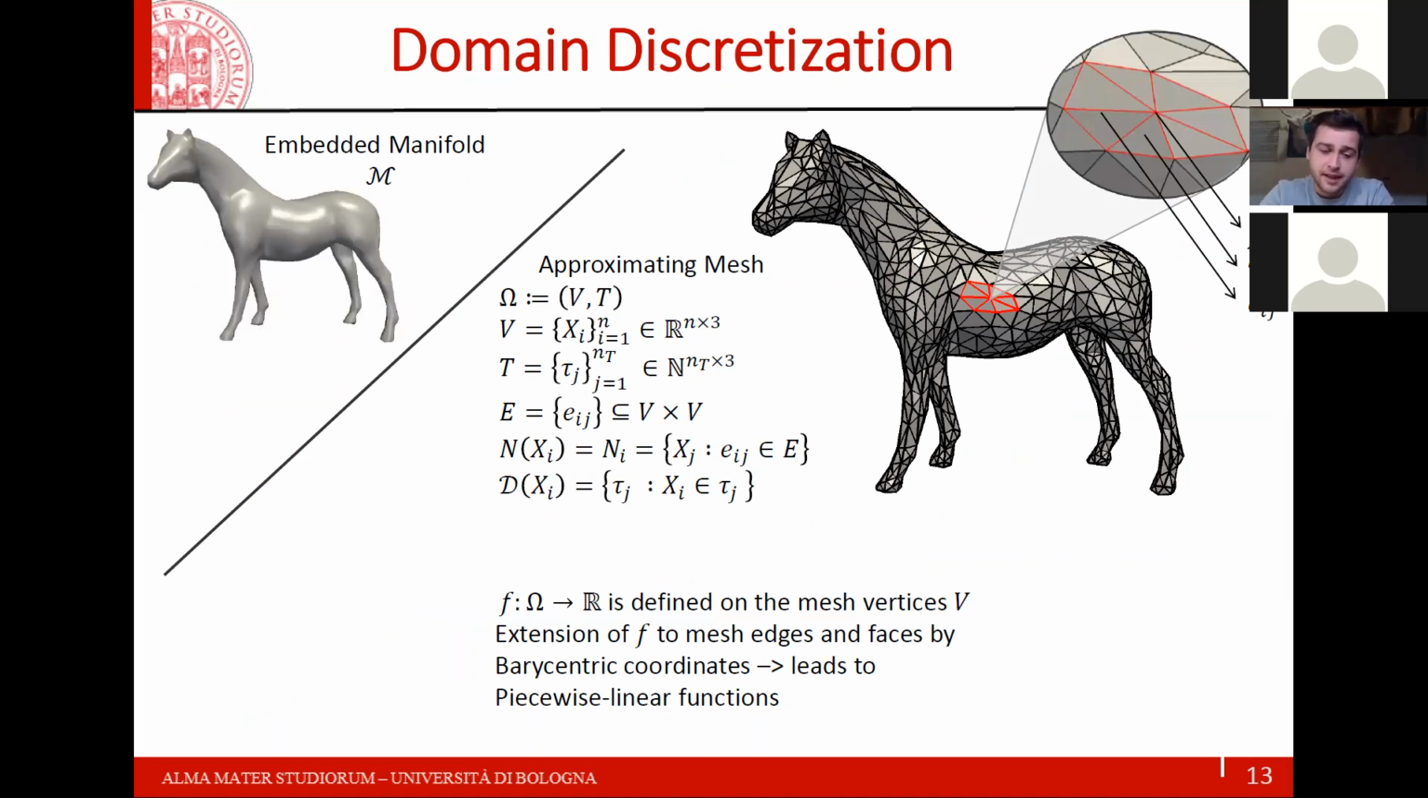In order to discretize our model, we should stop quickly at the discretization of the domain, for which an embedded manifold is usually represented by an approximating mesh, which consists of the set of vertices V, triangles T, and edges E. The structure also allows us to define two additional sets: the first ring, that is the set of the first neighborhood vertices of xi, and the first disk, which is the set of the incident triangles at xi.